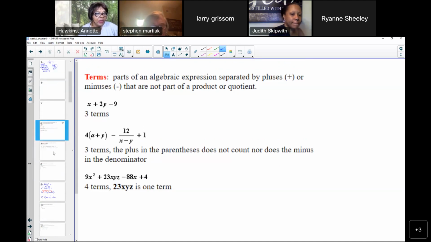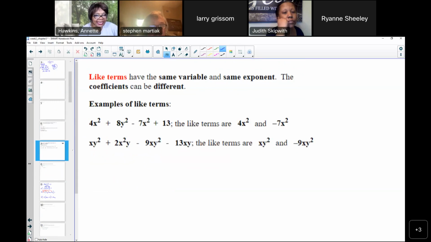Okay. Now we want to talk about like terms. Like terms have the same variable and the same exponent in the same place. The coefficients can be different. So we want to talk about coefficients. All right, so let's talk about like terms. So I got 1, 2, 3, 4 terms here. To have a like term, I have to have the same variable. So in this problem, x and x, so I have the same variable here.